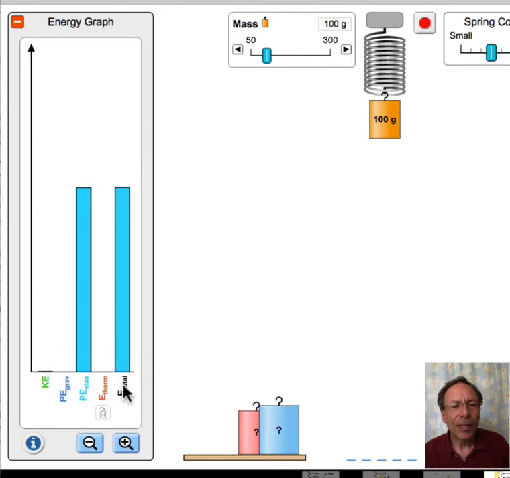So over here it says E total. That's going to be the sum of the potential and kinetic energies. Right here, this is the potential energy of the spring, and then over here you've got the kinetic energy, which is currently 0 because nothing is moving. Let's see what happens when we make things start to go.